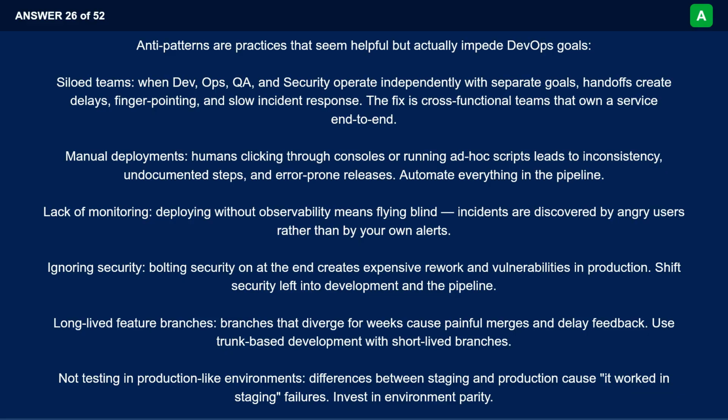Long-lived feature branches. Branches that diverge for weeks cause painful merges and delay feedback. Use trunk-based development with short-lived branches. Not testing in production-like environments. Differences between staging and production cause "it worked in staging" failures. Invest in environment parity.